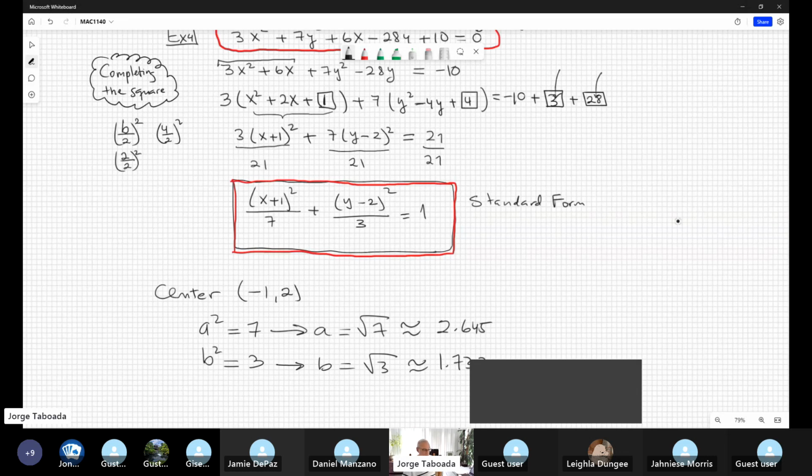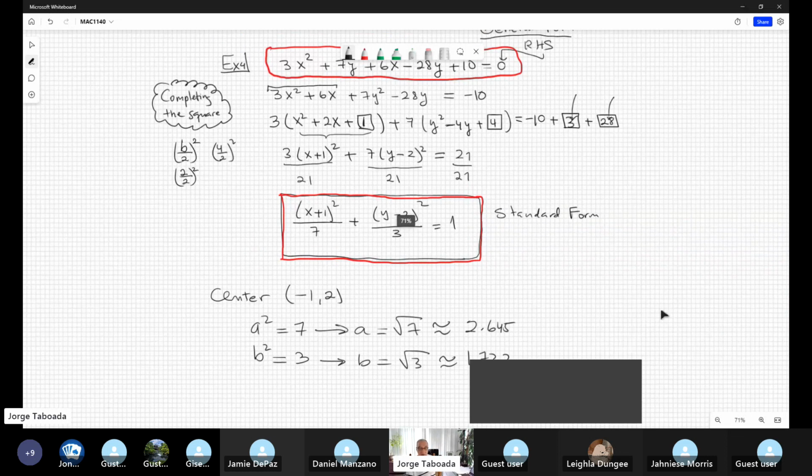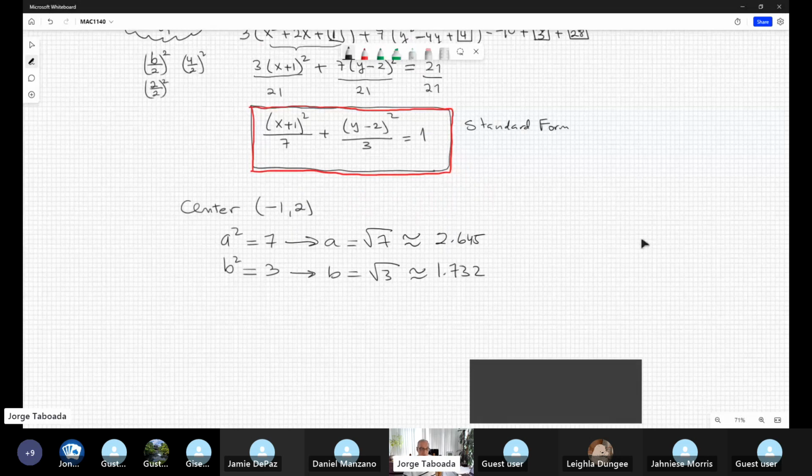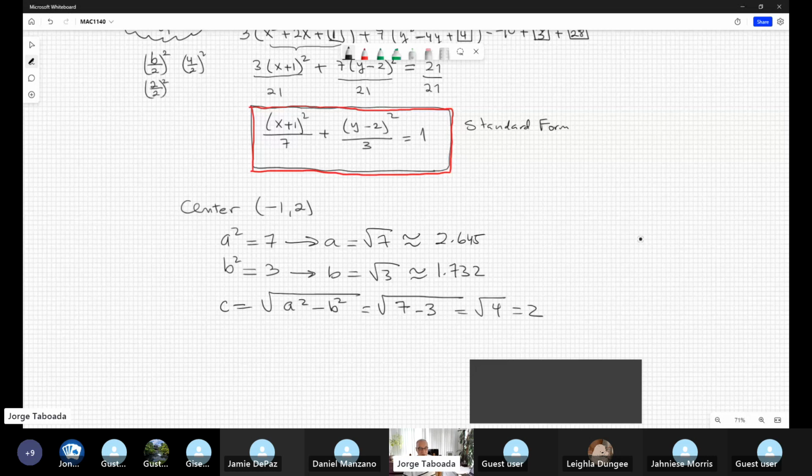One more piece of information we need: c, the focal distance. Let me apply the formula directly. The square root of a squared minus b squared is the square root of 7 minus 3, which is the square root of 4, and that is 2. So the focal distance is 2.